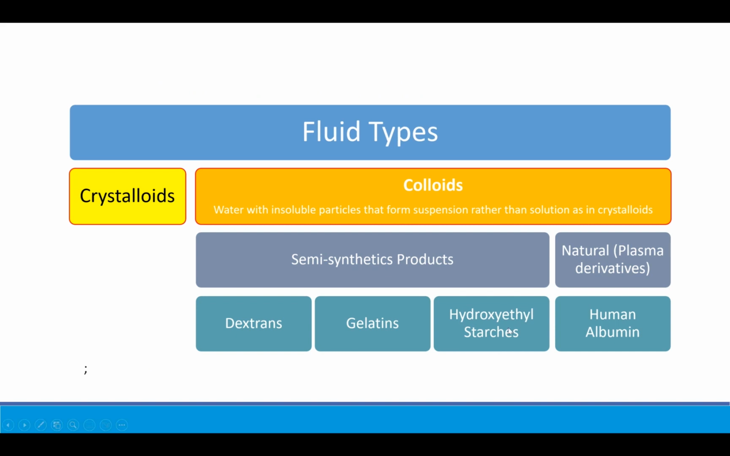We have 2 different types of colloids: either the natural colloids such as human albumin, and the other type is the semi-synthetic products such as dextrans, gelatins, and hydroxyethyl starches. Of course, all of these have been proven to be associated with worse outcomes in critically ill patients, and we don't use them anymore, mainly because they cause an increased rate of acute kidney injury.